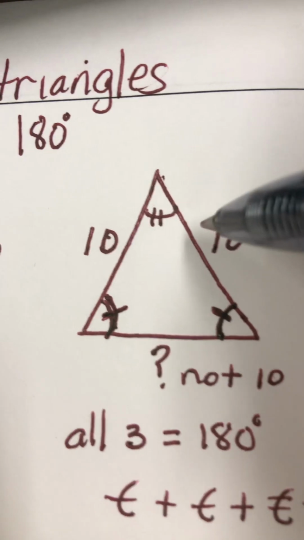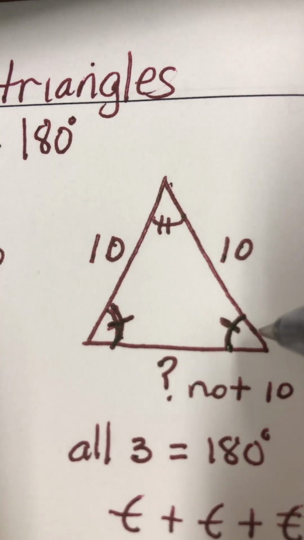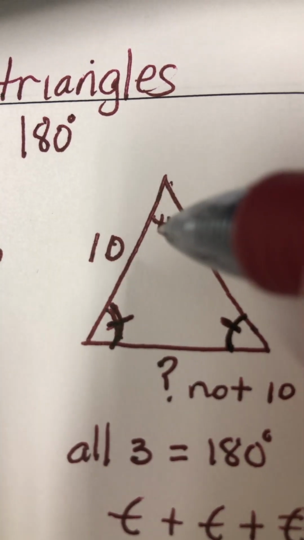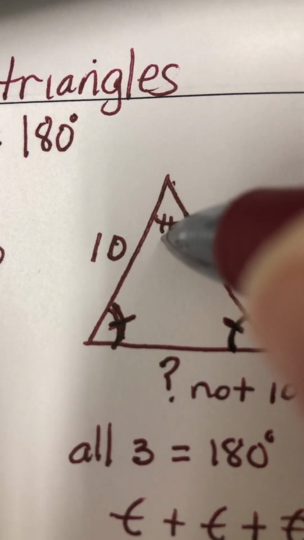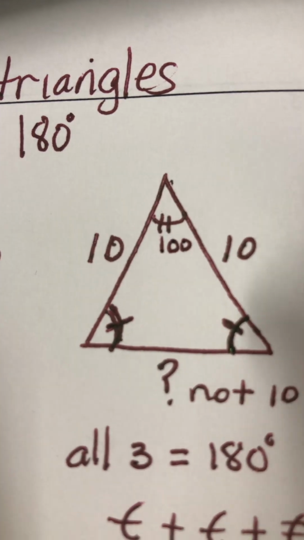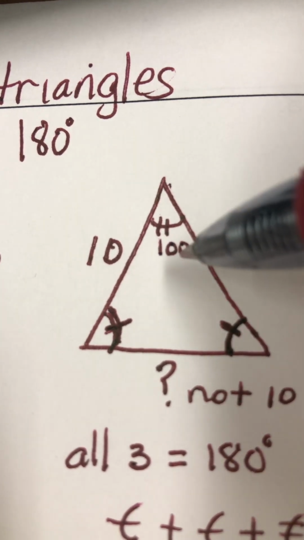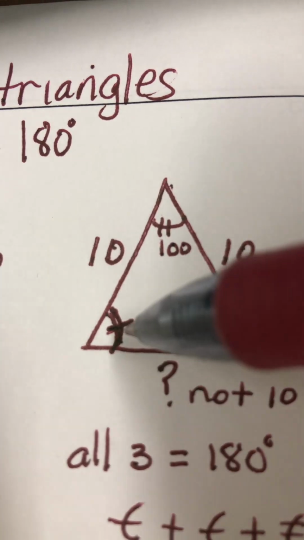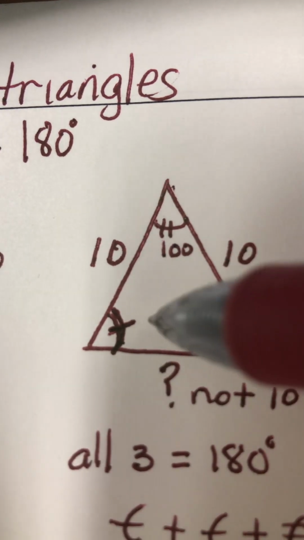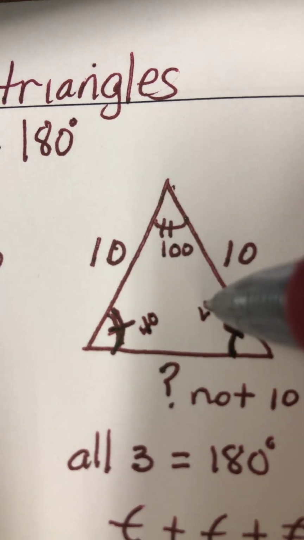But this one, if just these two legs were the same, then let's say I knew this one up here was 100 degrees. Then since the whole thing has to equal 180, that means there's 80 degrees left that these two would have to share. And they have to share it equally the same. So 80 divided by 2 is 40. So that would make each of these 40.